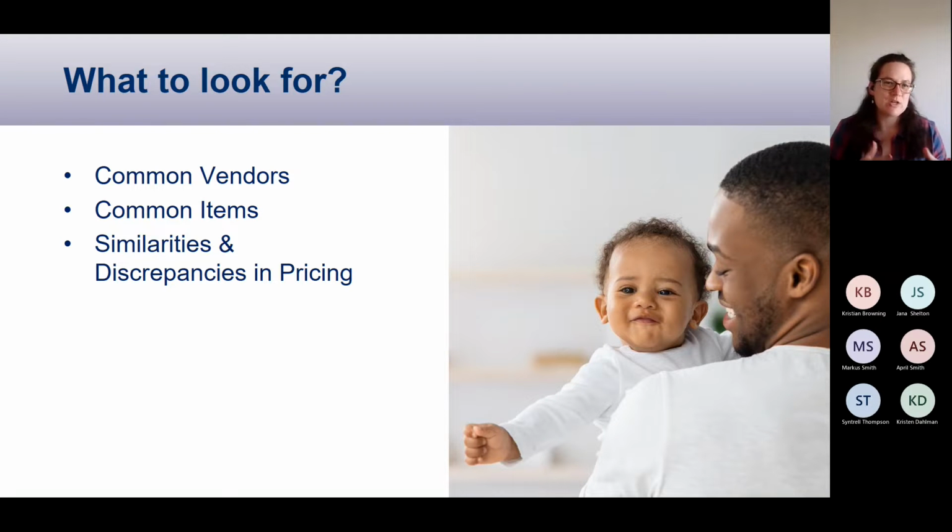And then finally, like we've already talked about a little bit, looking for similarities and discrepancies in pricing. So just keeping in mind that you may see some differences in pricing. This could potentially be due to volume or could be due to the type of product being purchased. Obviously, a diaper that is certified organic and made from bamboo is going to be more expensive than a conventional Target brand or Walmart brand diaper. And so you're definitely going to see some price differences there based off of materials and certifications.